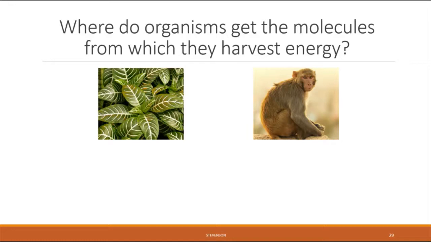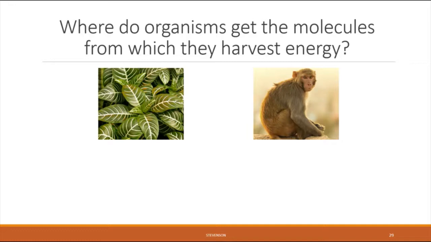We just finished discussing and going over what is involved in breaking down a molecule of sugar in order to extract chemical energy in the form of ATP. But where does that sugar come from in the first place? We have two organisms here on the slide. We have an animal and we have a plant.